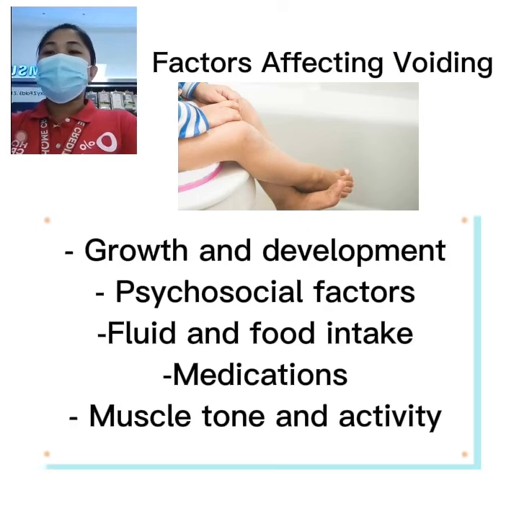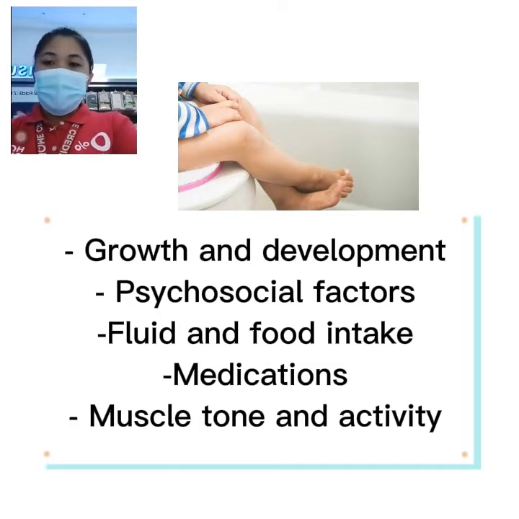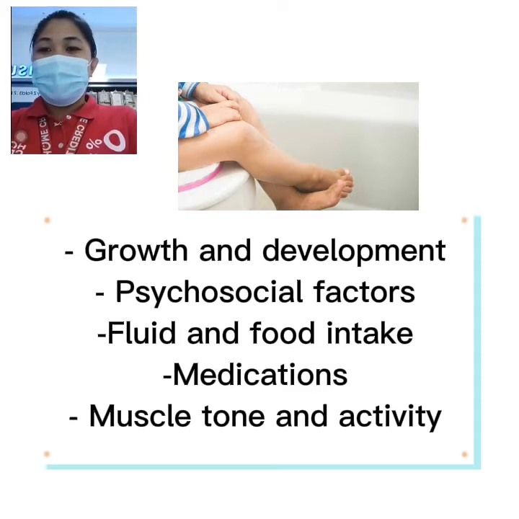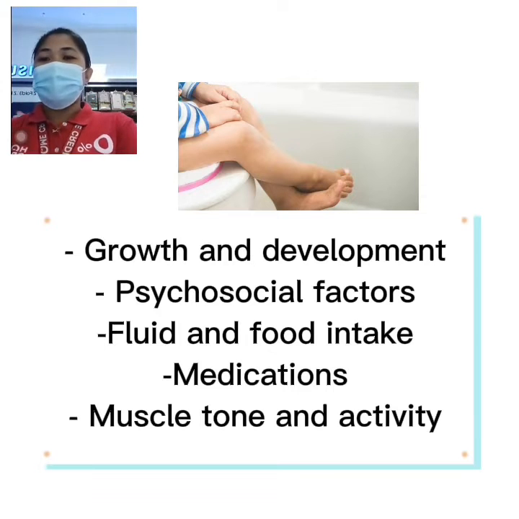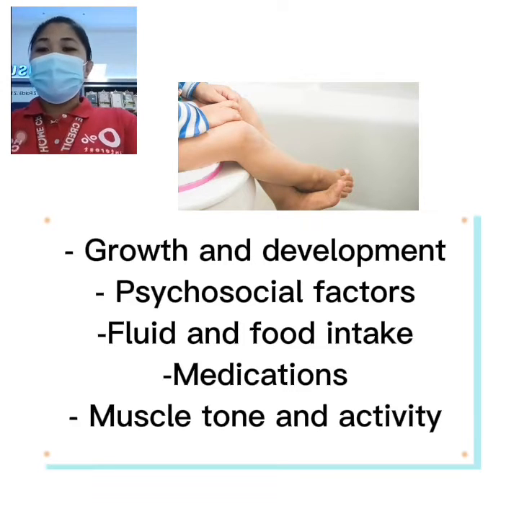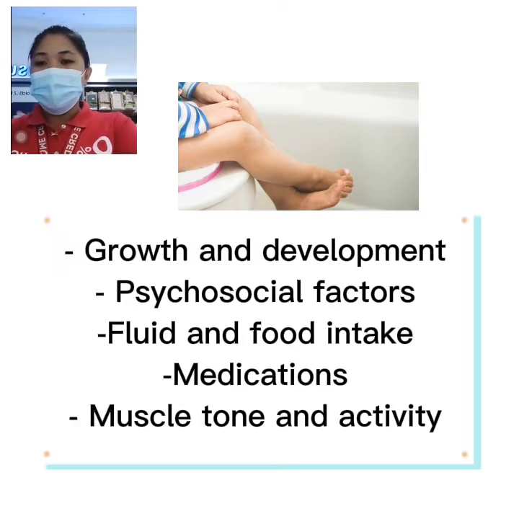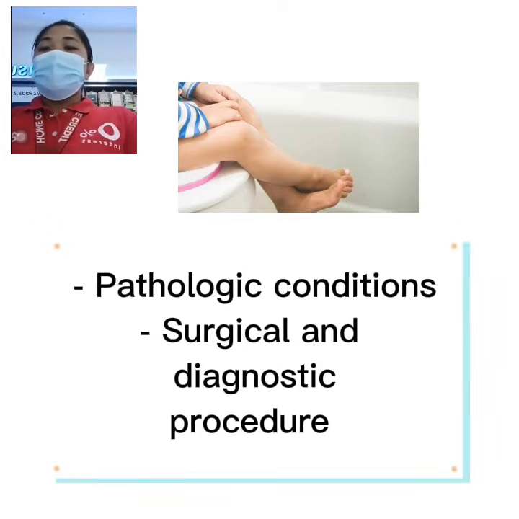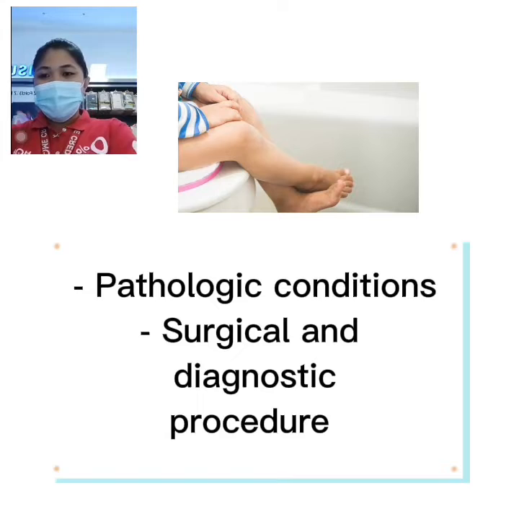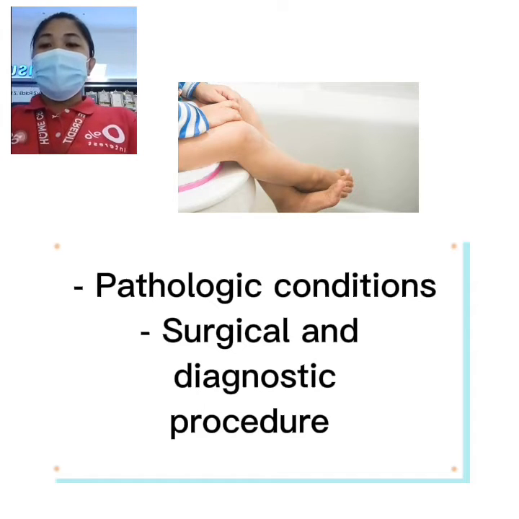What are the factors affecting urine output? First, growth and development, psychosocial factors, fluid and food intake, medications, muscle tone and activity, pathologic conditions, and surgical and diagnostic procedures.